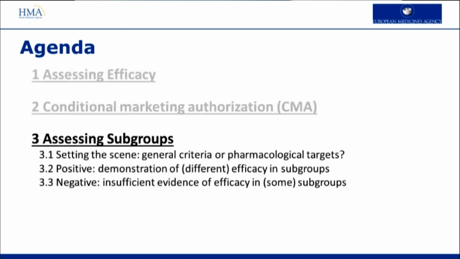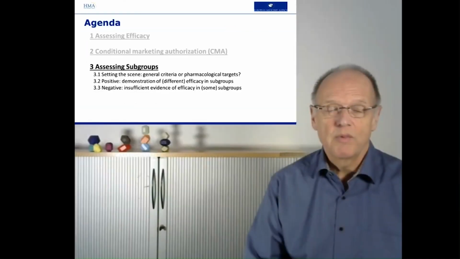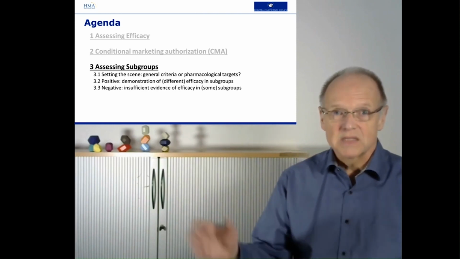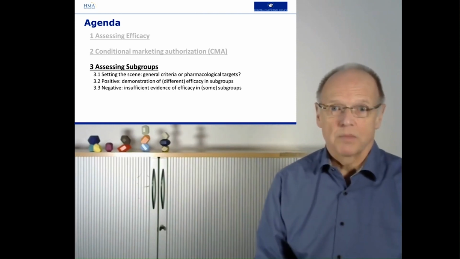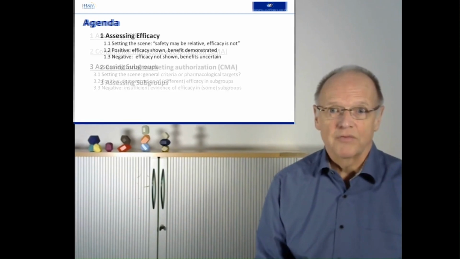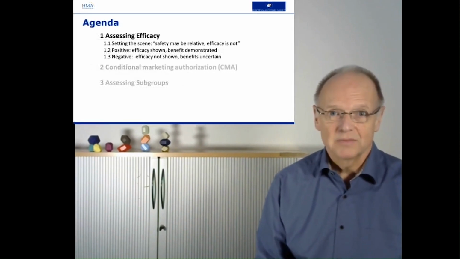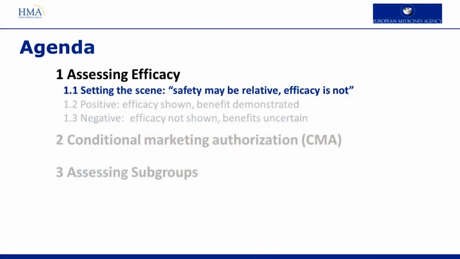When we come to subgroups, we will distinguish between subgroups based on general criteria and subgroups defined by the presence or the absence of the pharmacological target. Again, we will look at positive and negative examples. With that, let's go into the first big topic, the assessment of efficacy. And for that, over to Bruno.